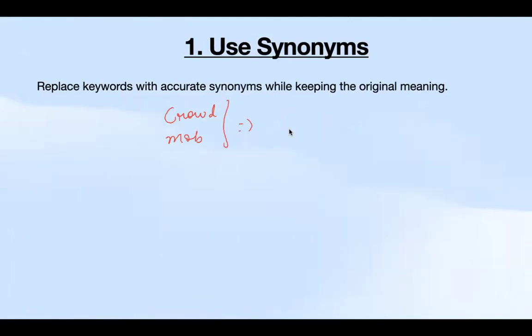Although both mean group of people, the intention of these two groups of people is completely different, right? Crowd is the group of people that we see at different places, let's say railway station, bus stand, any supermarket. Whereas mob is again a group of people, but that group is there to do some kind of antisocial activity, something to bring unrest in the society. Both mean group of people, but the intent is completely different. So I cannot use these two words interchangeably. You need to be careful that whenever you are using synonyms, you have to keep the original meaning.